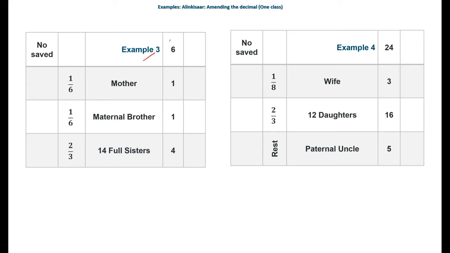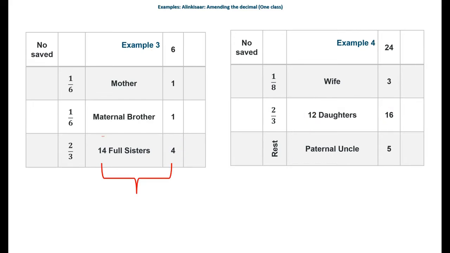Here we have example number 3 and example number 4. In example number 3, we have a mother, maternal brother, and 14 full sisters. In this occasion, the 14 full sisters are inheriting 4 shares, so they have a problem. In example number 4, we have a wife, 12 daughters, and a paternal uncle. So the 12 daughters have a problem now. There are 12 of them, and they are inheriting 16 shares. So we need to fix the problem for both examples.